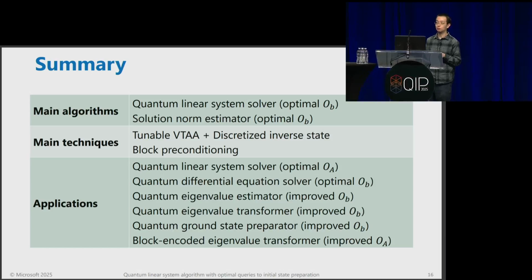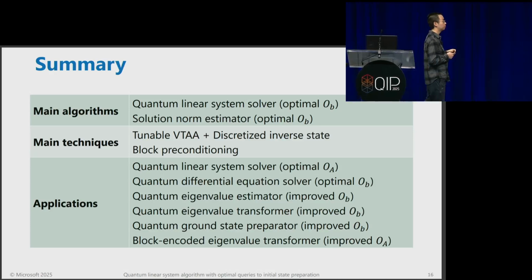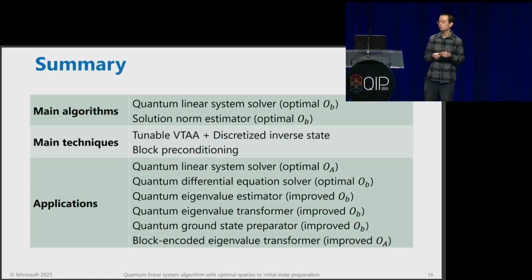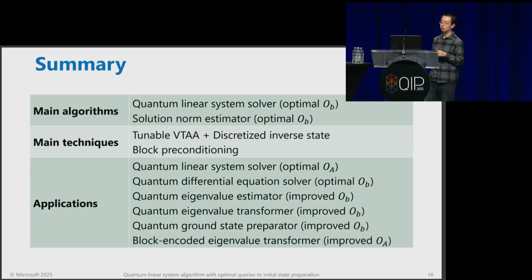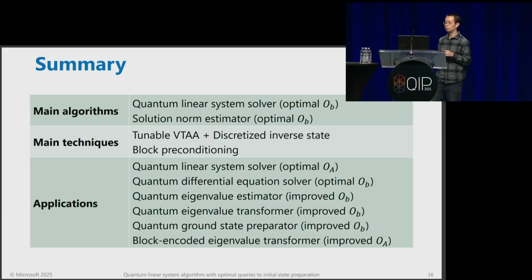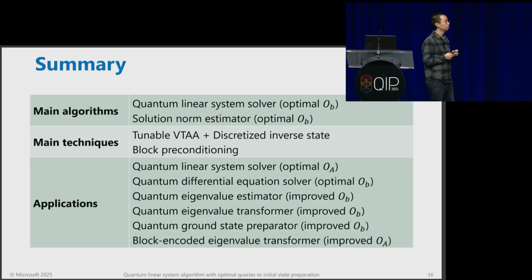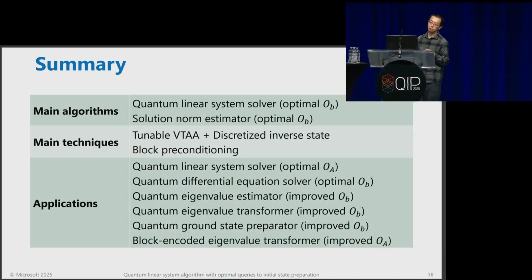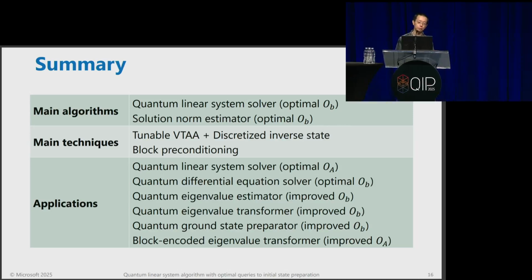And we show that for the linear system problem specifically, we can use a deterministic amplification schedule improved over previous constructions. And we also have a block preconditioning technique that boosts the success probability of quantum linear system algorithms. We apply these two techniques first to get a very simple quantum linear system solver with optimal block encoding cost. And we have applications to other problems, such as solving differential equations, estimating or transforming eigenvalues, or estimating the ground state energy of non-Hermitian matrices with real spectrum.